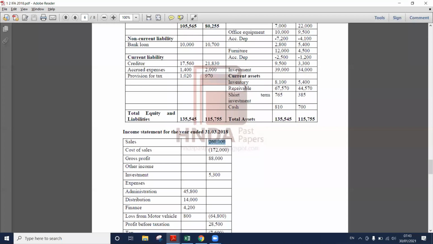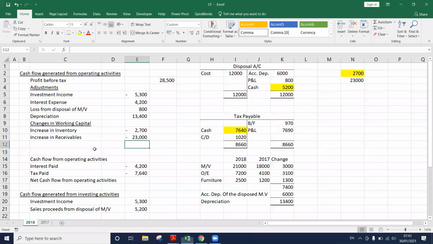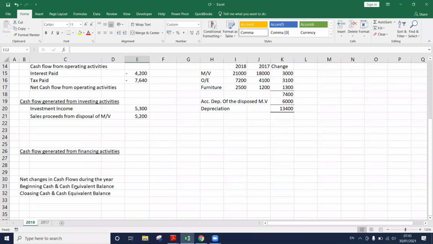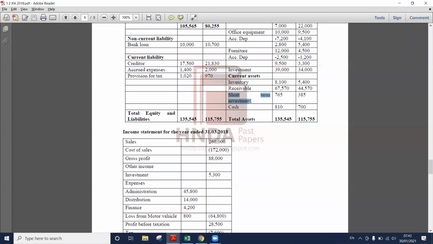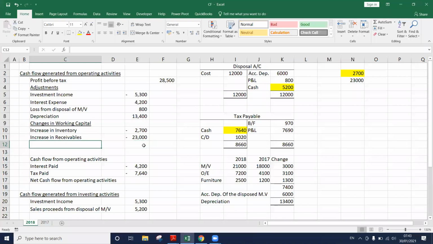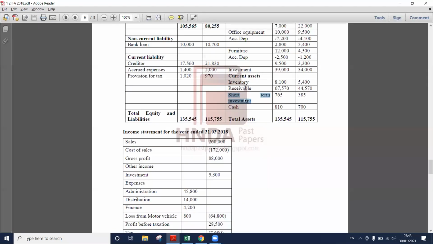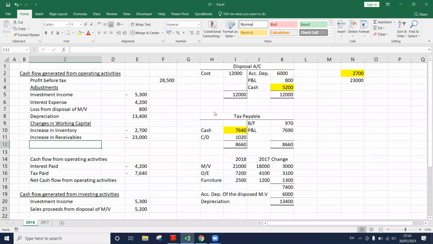Here we have cash figures and short-term investment. This we can consider as a cash equivalent. Here we consider cash and cash equivalents, therefore short-term investment is a cash equivalent. So we are not going to adjust the changes there. We don't adjust changes in cash and cash equivalents here.